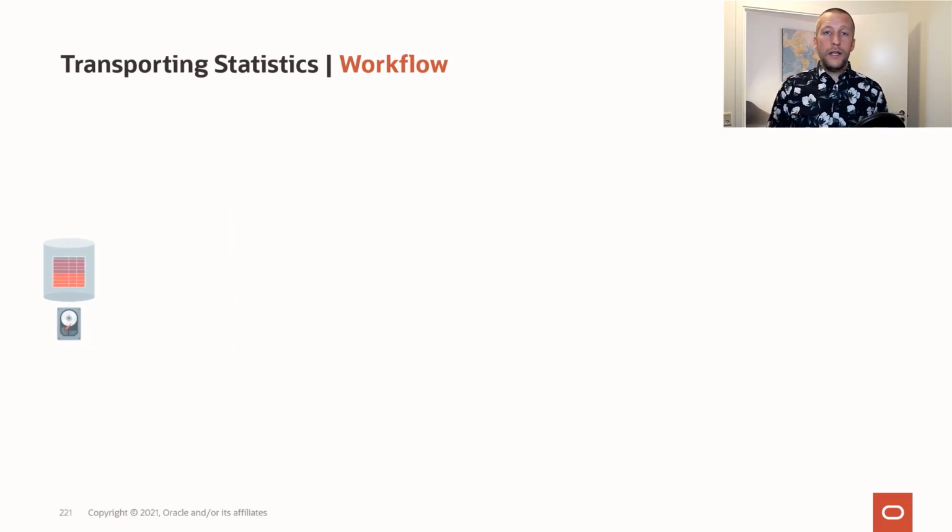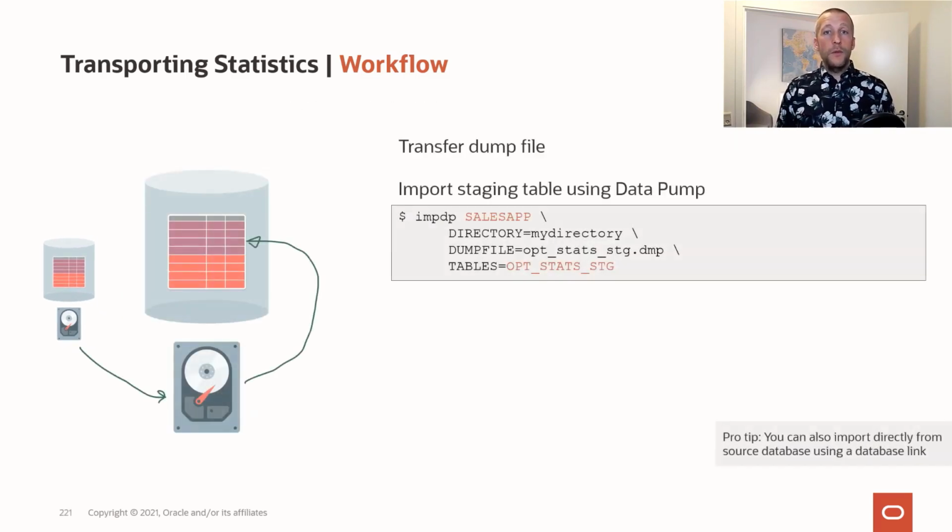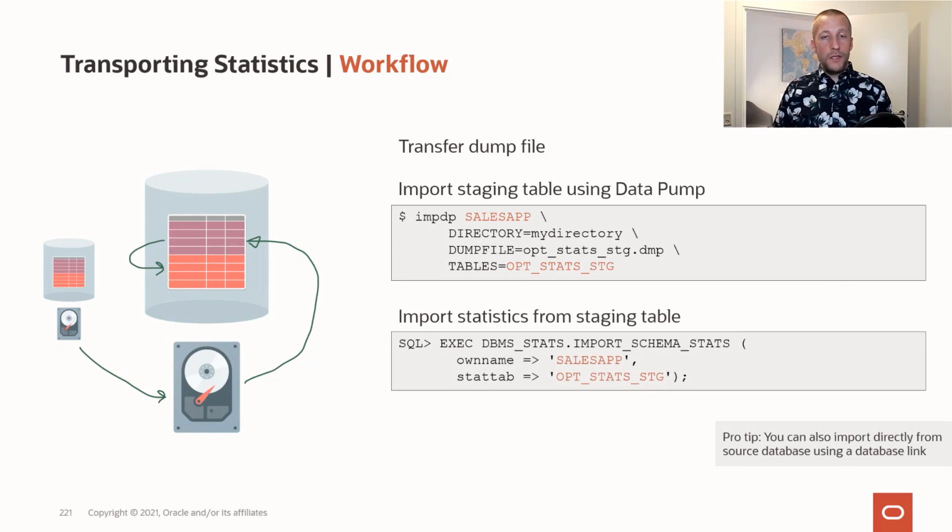Then on our target system, we start by transferring the dump file. Then we can import the staging table to our sales app schema, and then we can unpack from the staging table into the data dictionary, and now the optimizer can get access to those good statistics.